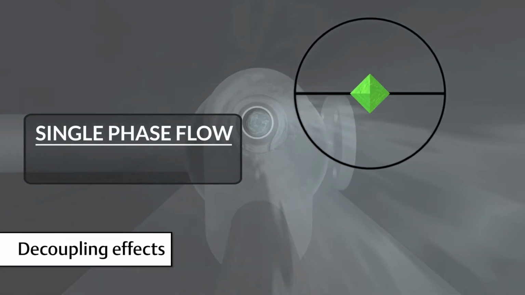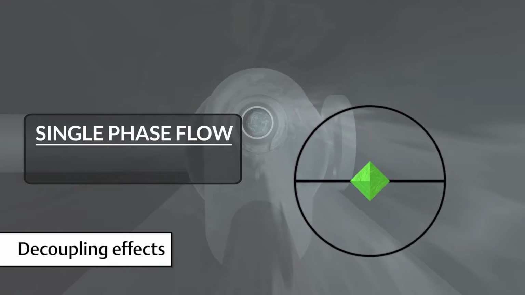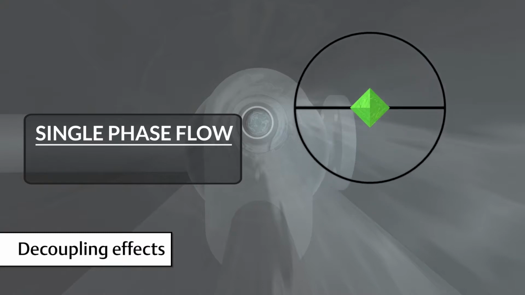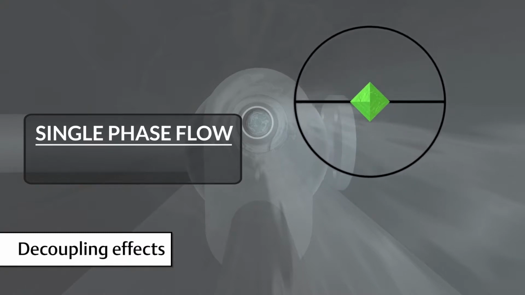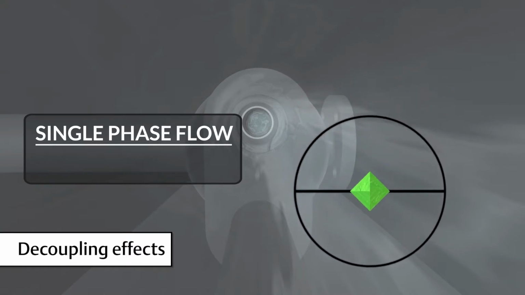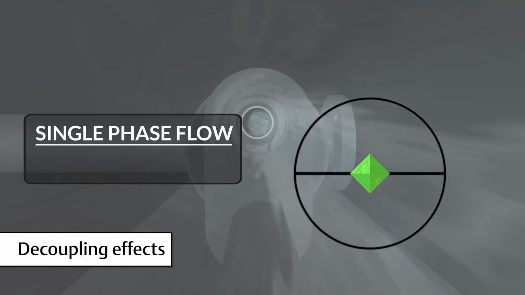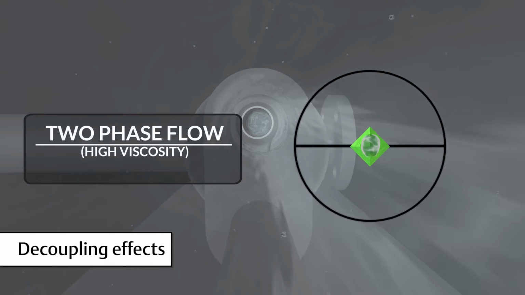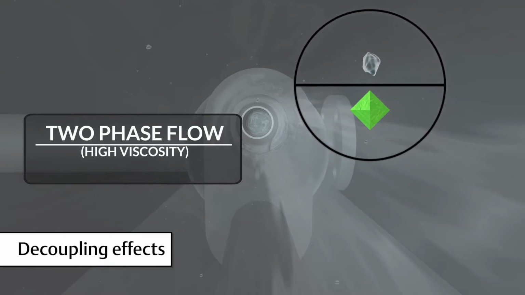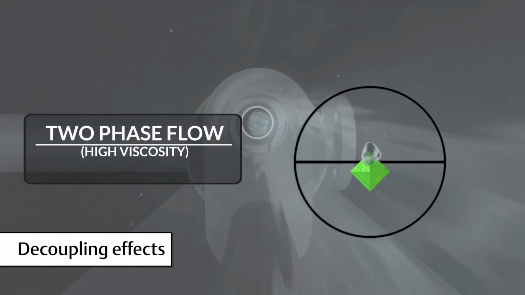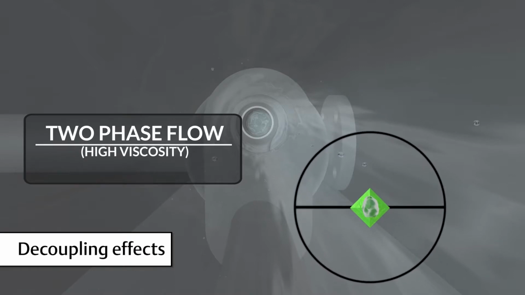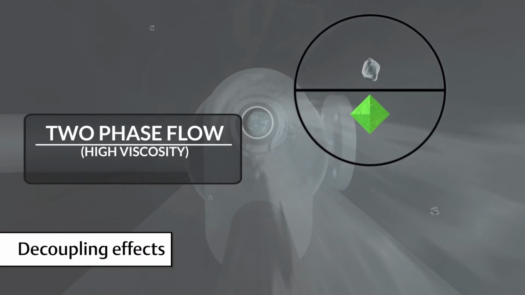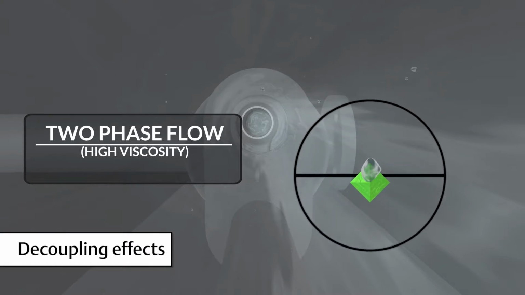In the case of single-phase flow, there is only liquid inside the tube, and the center of gravity, the green square, moves directly with the center of the fluid. So all is well and there is no error associated with decoupling. However, in the case of two-phase flow, the bubble can move separately from the liquid, which ultimately causes the center of gravity to move separately from the flow tube center of gravity.